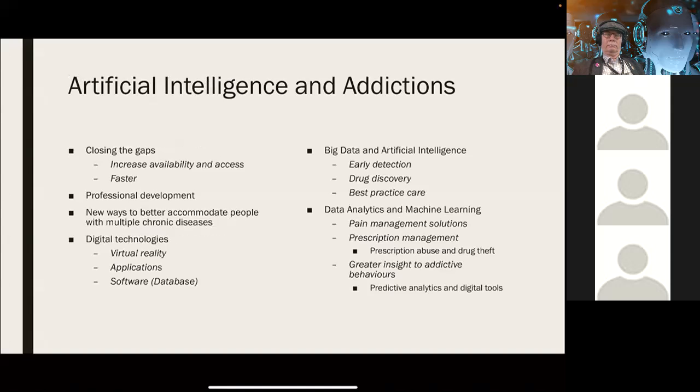Moving on to artificial intelligence and addictions. Artificial intelligence is actually quite useful when it comes to healthcare, just because it aids in closing the gaps of resources and treatment provided to the patient. It increases availability and access and can reduce the amount of time that it would take for someone to get admitted and access recovery treatment programs and services.